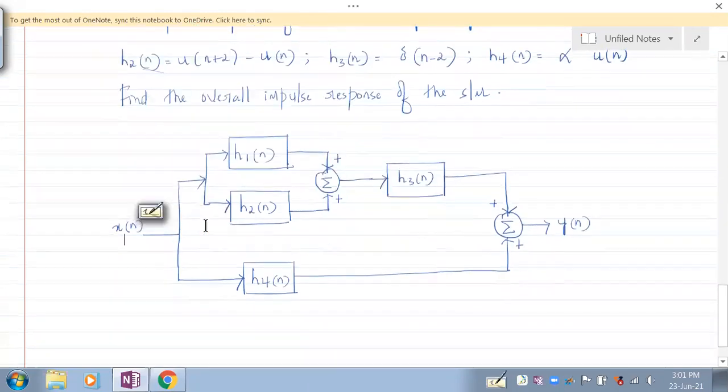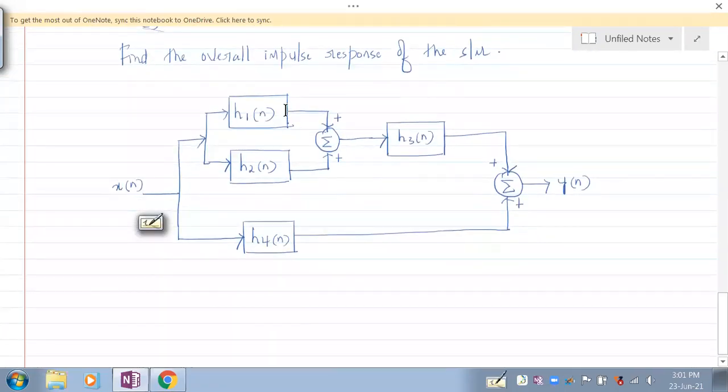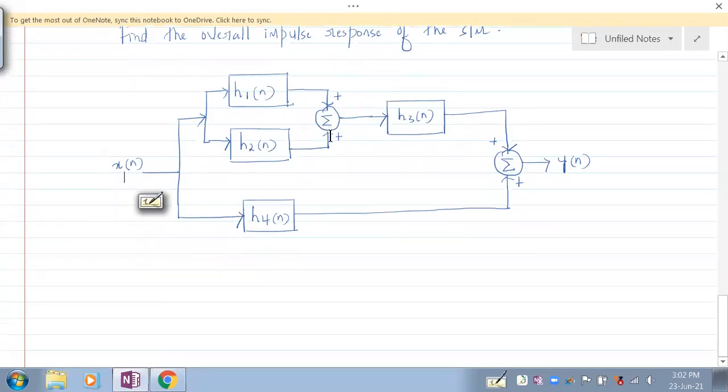Okay, so we need to first simplify this. If these two are in parallel, what operation do we need to perform on the impulse responses of these two systems which are connected in parallel? And after that, this parallel system is connected in series with this. So what should you be doing with the impulse responses of these two systems? All that we have seen now. If there are systems in series, we have to convolve the impulse responses. If the systems are in parallel, then we need to add or subtract them. Fine. So let's do that now.